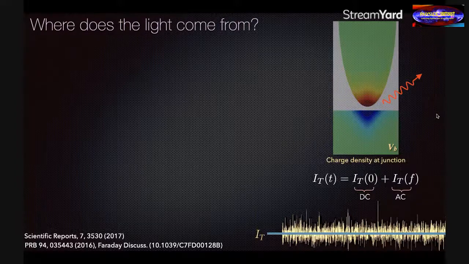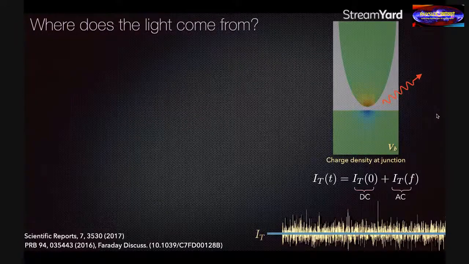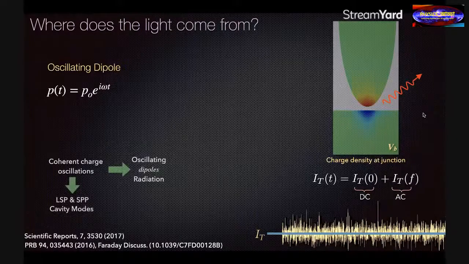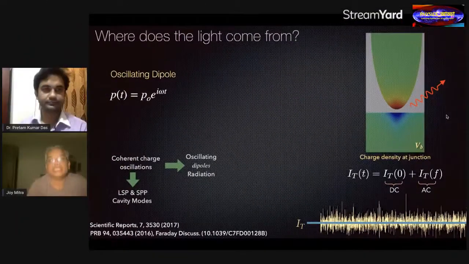Therefore, the oscillations are absolutely dependent on the local geometry and material properties of the system. This simple model basically tries to convince you that indeed light can come out of a very strange junction, an STM junction.